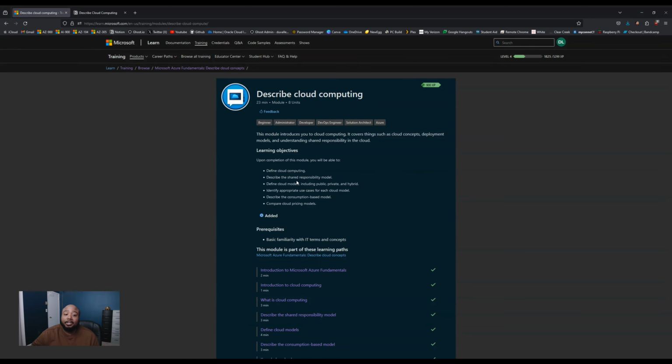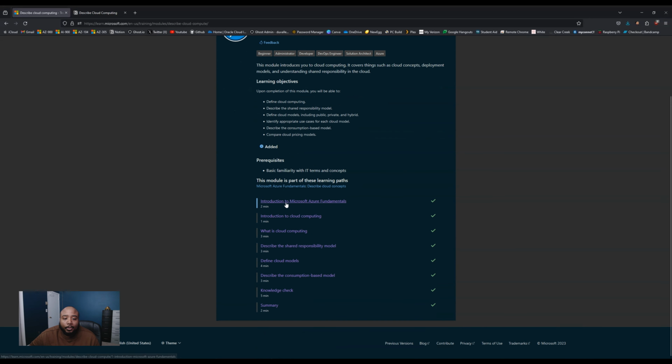Upon completion of this module, you'll be able to define cloud computing, describe the shared responsibility model, define cloud models, including public, private, and hybrid, identify appropriate use cases for each cloud model, describe the consumption-based model, and compare cloud pricing models. So it's basically showing you a little bit of what exactly cloud computing is, what it's used for, which parts of it are appropriate for a particular model, and the pricing of however you choose to consume the service. So let's start.